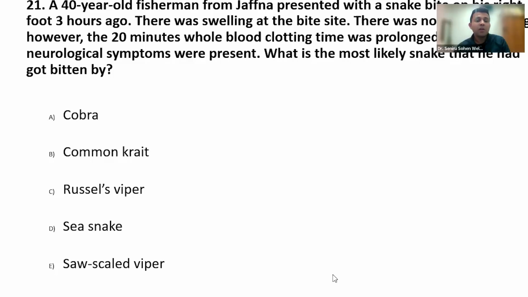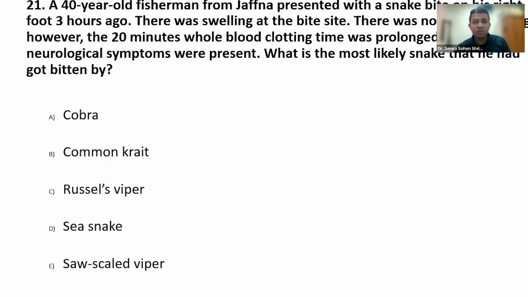A 40-year-old fisherman from Jaffna presented with a snake bite on his right foot 3 hours ago. There was swelling at the bite site, so there's some local reaction. There was no overt bleeding, but however, the 20-minute whole blood clotting time was prolonged. No neurological symptoms were present. So, what is the most likely snake that he had got bitten by? Cobra, common krait, Russell's viper, sea snake, saw-scaled viper.